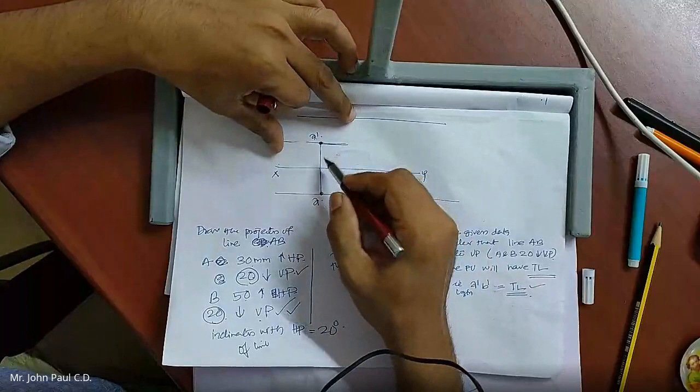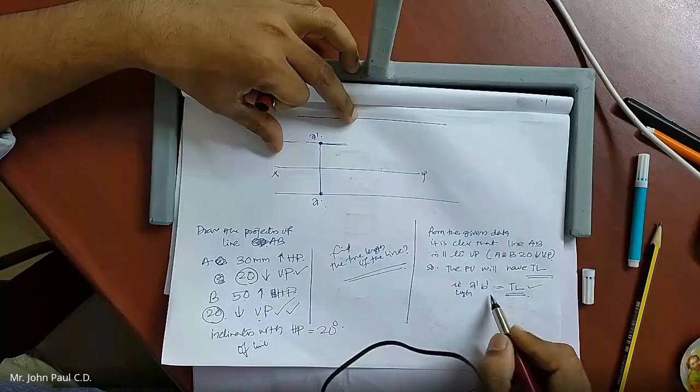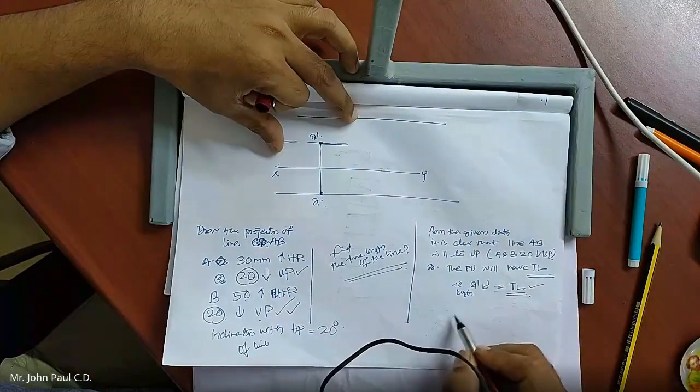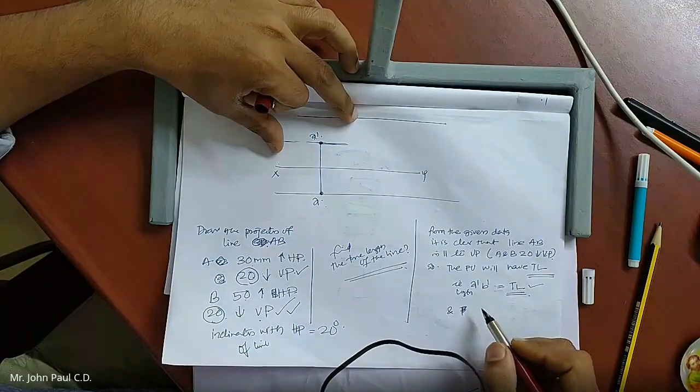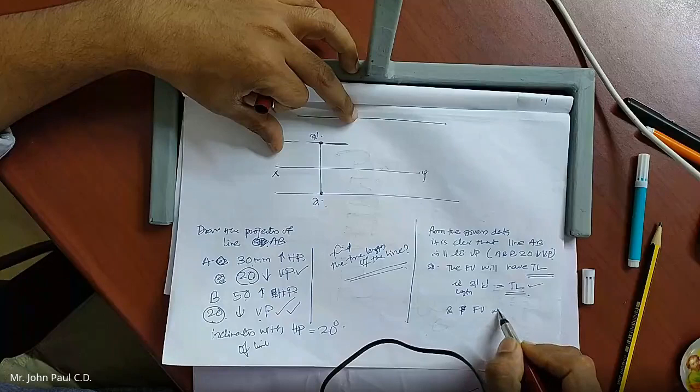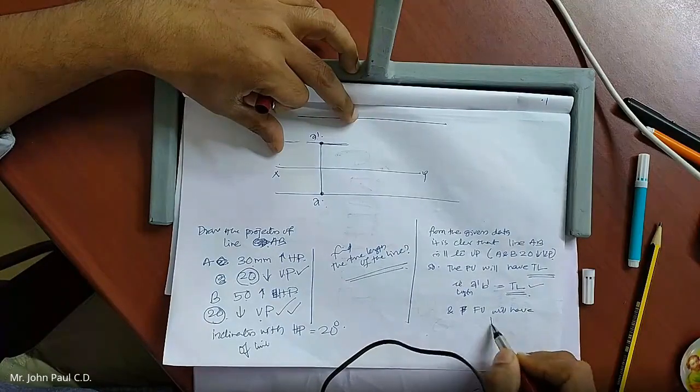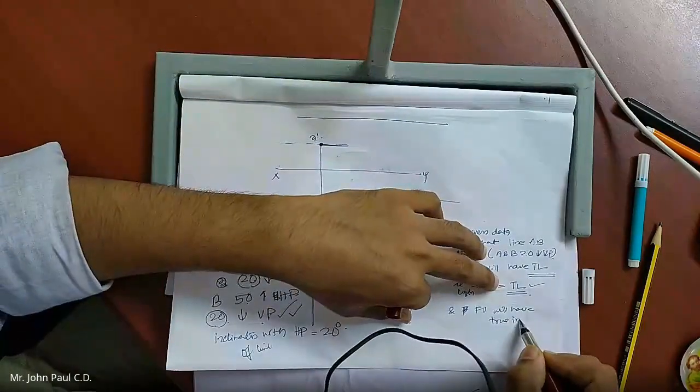So when I measure A dash B dash, I'll get a true length. And here I know one thing, and one more thing you can write. Front view will have true length, and the front view will have true inclination.